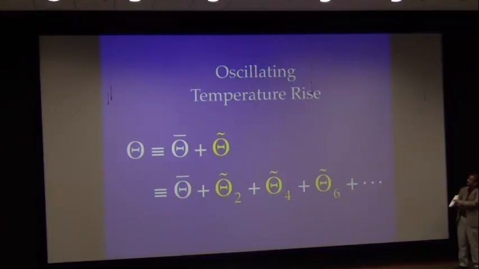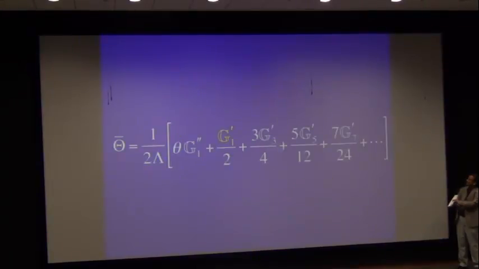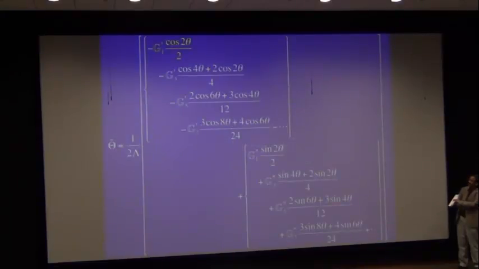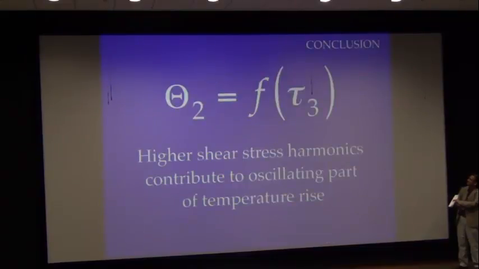And when we did, we found that the oscillating part goes with twice the test frequency, 2 omega, 4 omega, 6 omega, and so on. You see the tildes are to represent the oscillating part here. So here's our equation for the time steady temperature rise. And now here's our equation for the oscillating part of the temperature rise. And then here is the connection between the 2 omega component of the temperature rise and the third harmonic.